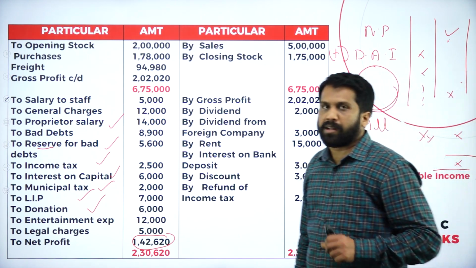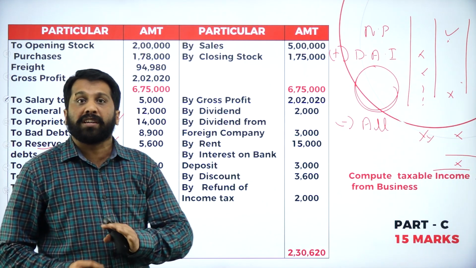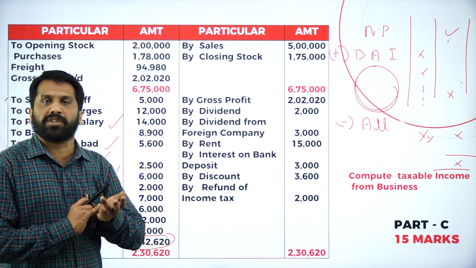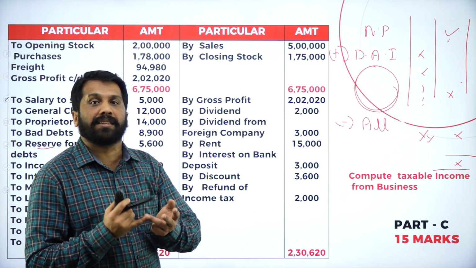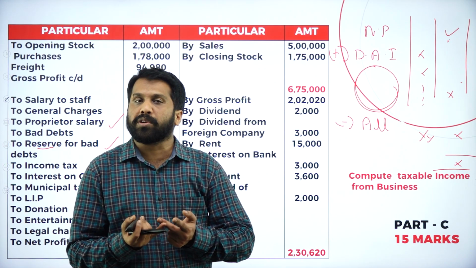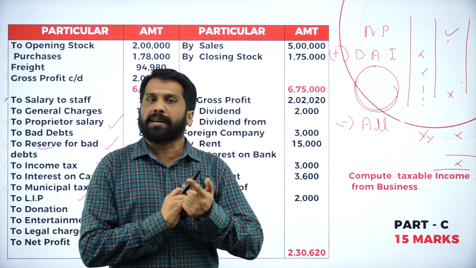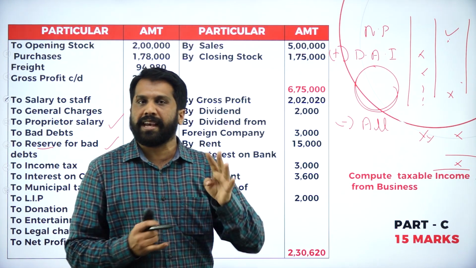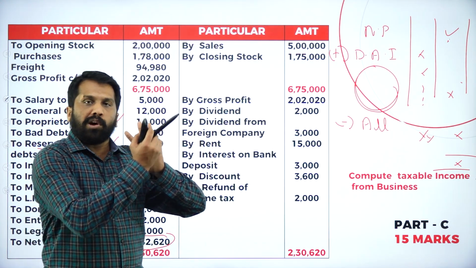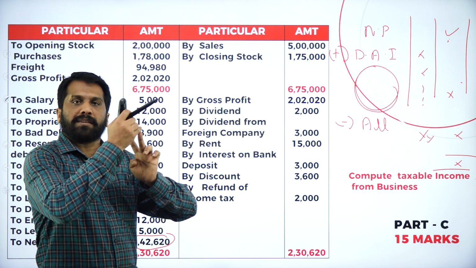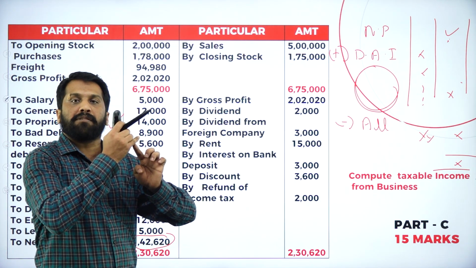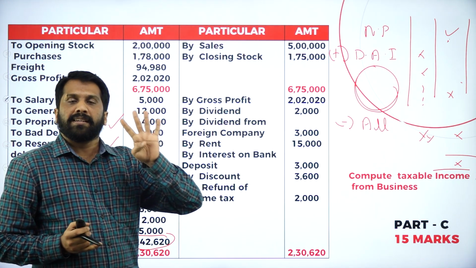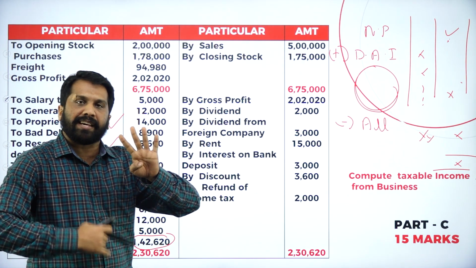Then minus what? Remember, we don't consider commission. We don't consider gross profit. We don't consider other income. We don't consider refund of GST. Again, I'll repeat: gross profit, other income, commission, refund of GST. Other than these four, we take everything.